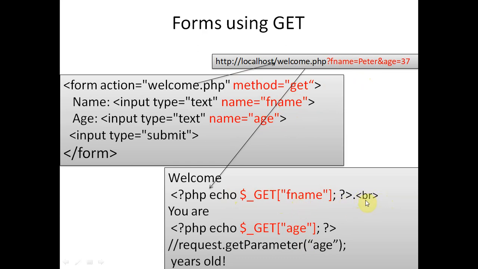And then we have the br tag, then the string, then question mark php echo, and again $_GET age. By this line we are accessing the value of age. It is the same as request.getParameter age. In JSP we write this statement, request.getParameter age. In this place we are writing underscore get. In the case of post, we will write underscore post.